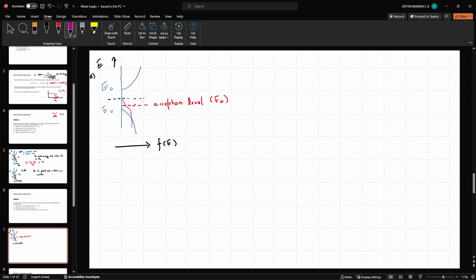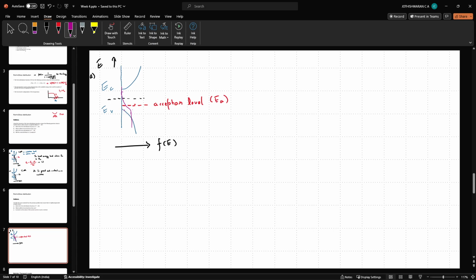Yeah, so it's going to be something like this. Even before the electron gets excited to EC, it is possible to excite it to EA, and then conduction will take place. However, any electron that goes to EA will not participate in the current conduction, the current carrying process in the material.